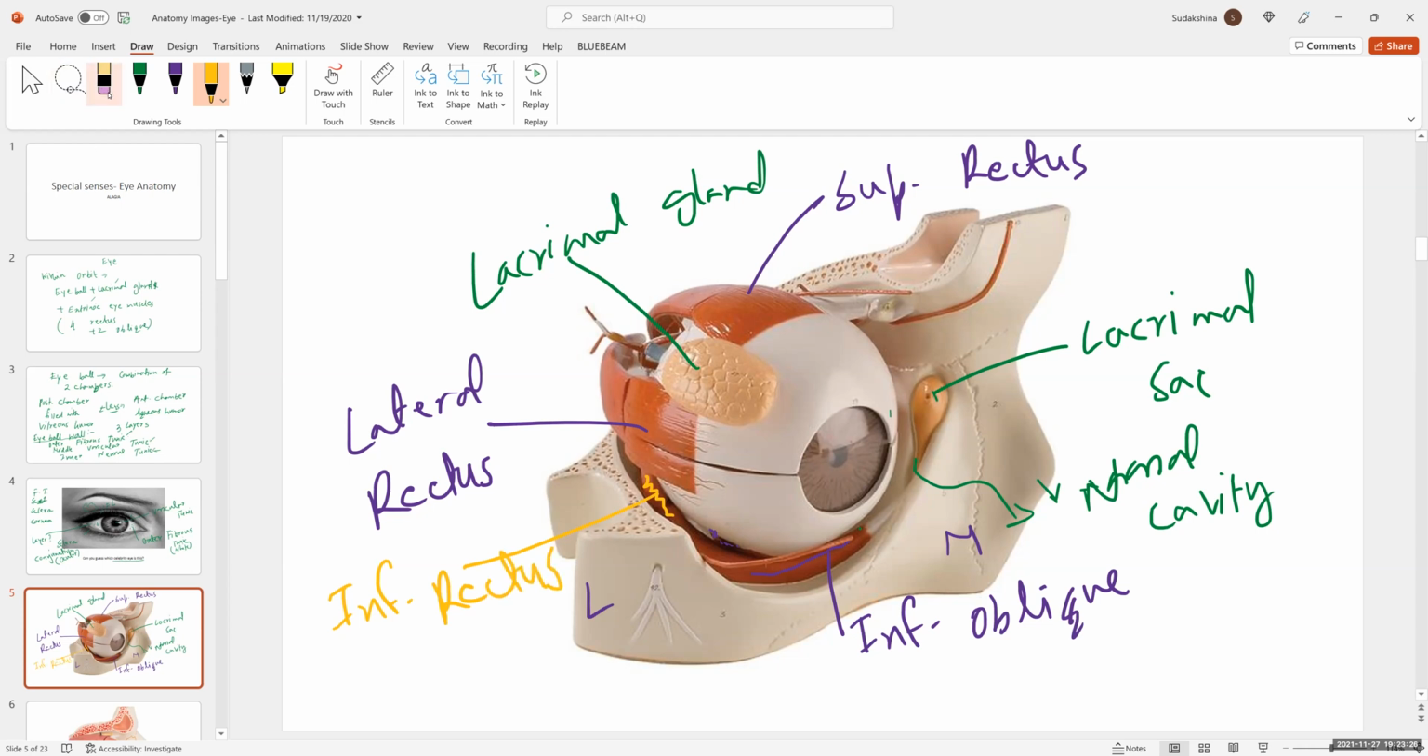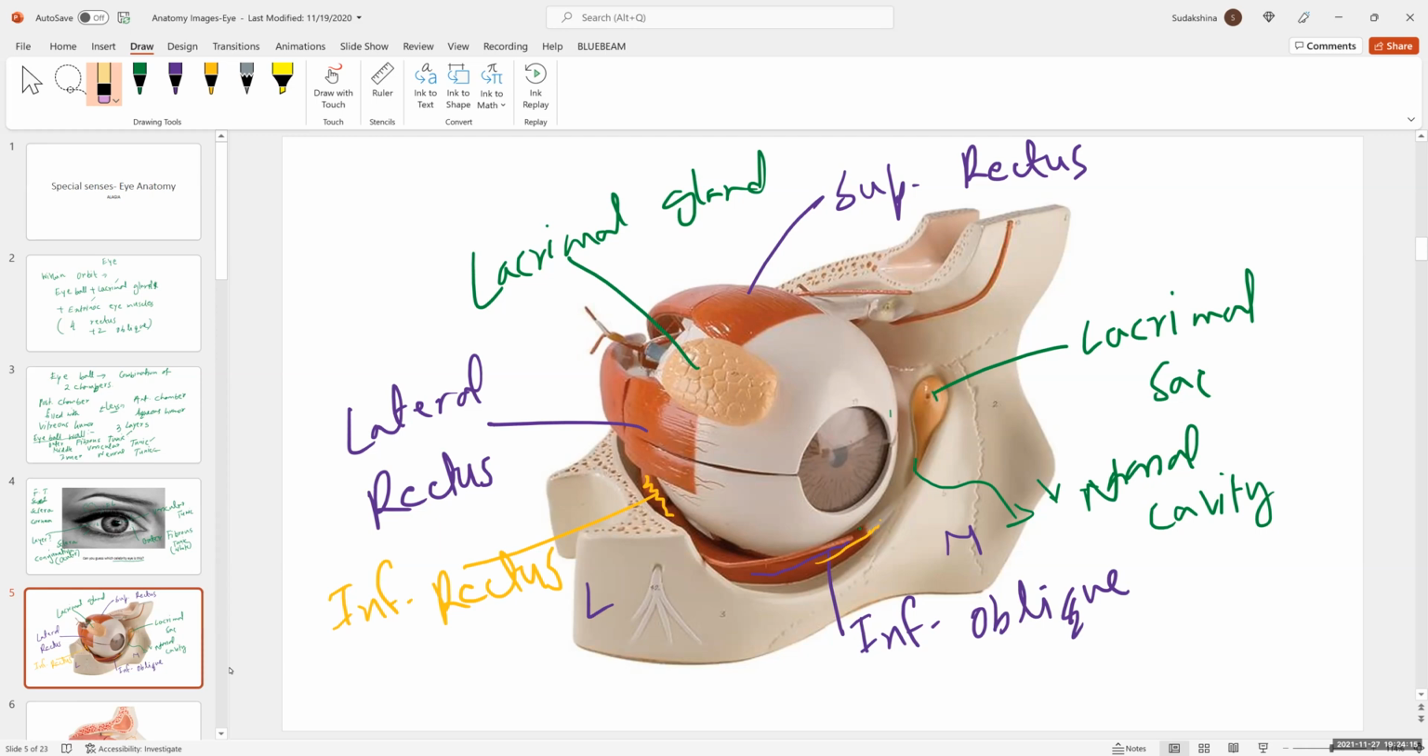How do you know that's inferior rectus and not inferior oblique? Because inferior oblique attaches from the maxillary bone to the lateral side. So basically this is the attachment, insertion. While the rectus goes all the way from the optic canal to the inferior anterior portion of the eyeball. So this muscle toward the back is inferior rectus, not inferior oblique. Oblique is limited to the anterior part. Rectus goes all the way to the exit point of the optic nerve, the optic canal.